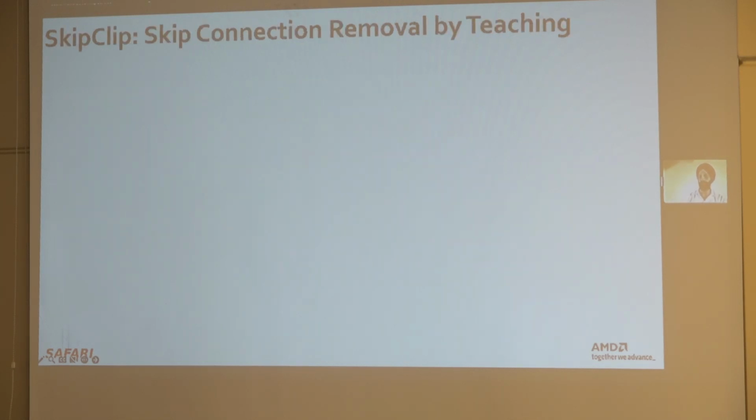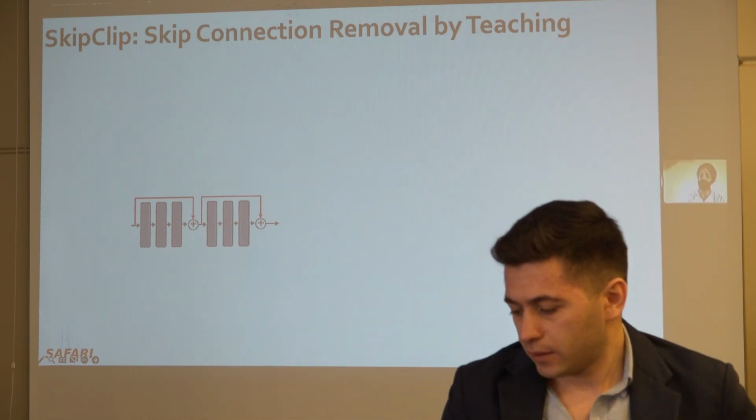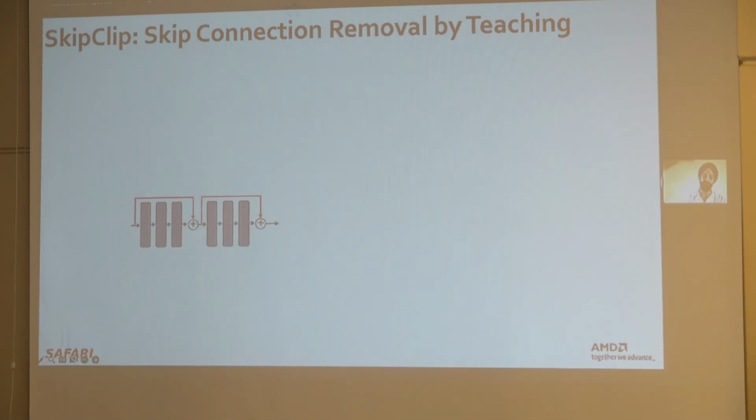Now we'll go over the second block, which is SkipClip. As I mentioned, in deep learning based networks we often have skip connections or residuals, which help to mitigate the vanishing gradient problem and so help to improve the accuracy. And so we see that a lot of basecallers have also started having a lot of skip connections.